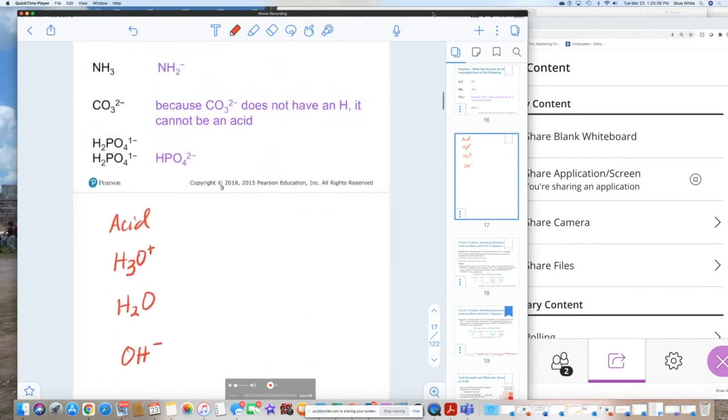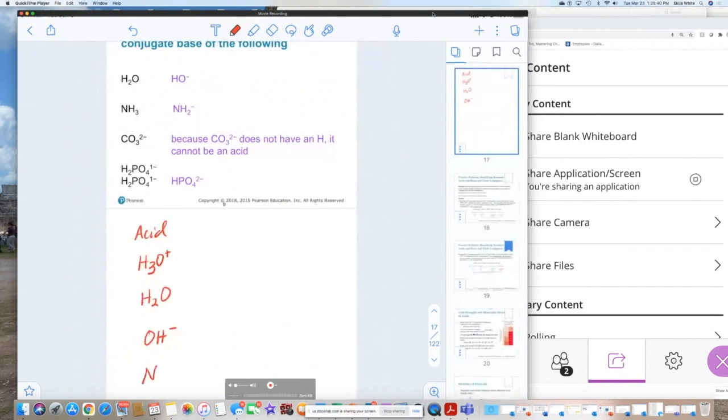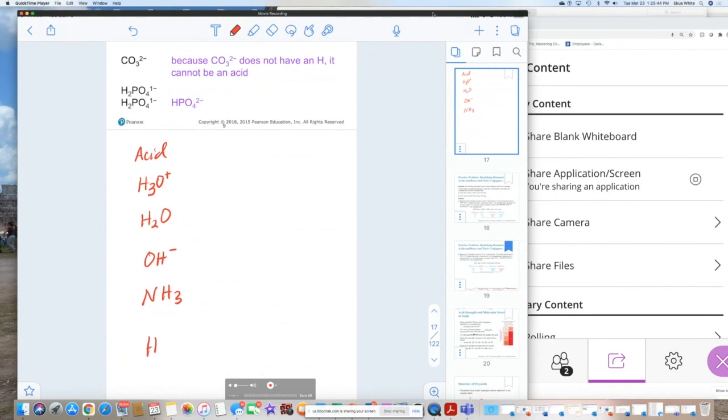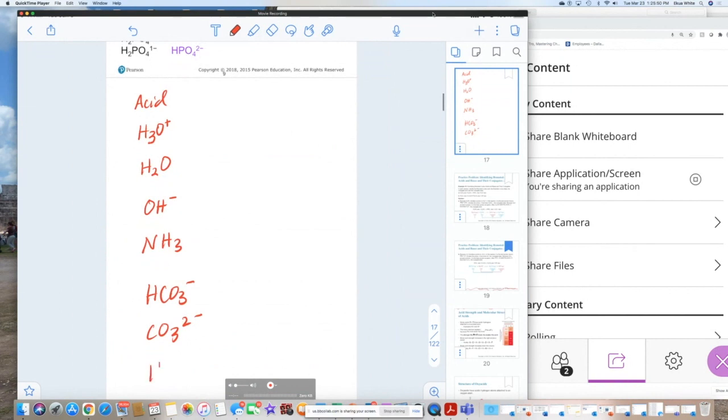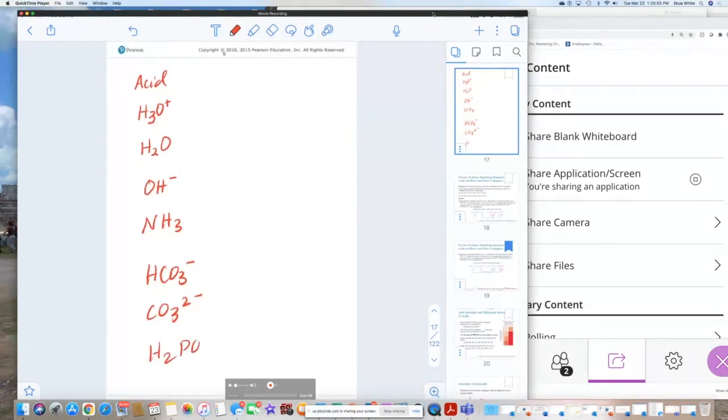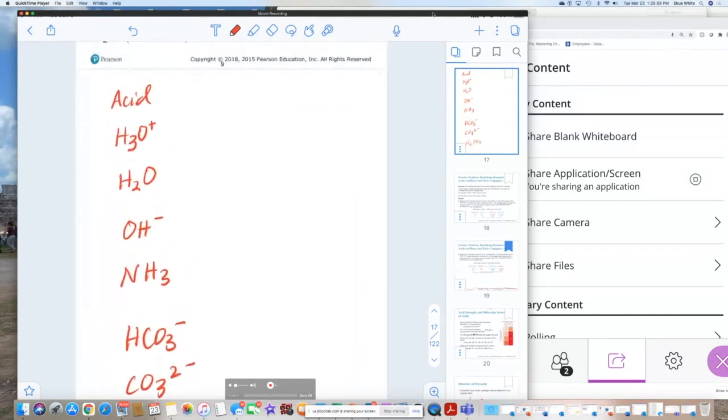And then what do I have here? I have NH3, HCO3, CO3 2 minus, H2PO4. I don't know why we have a duplicate of that. Negative. Okay.